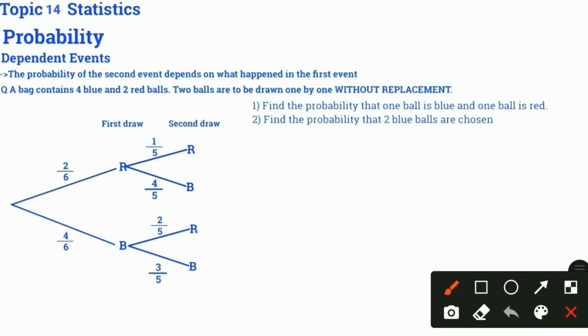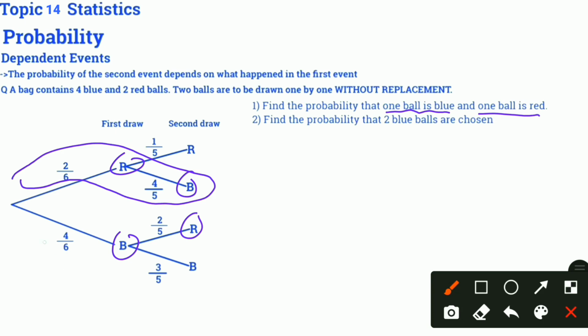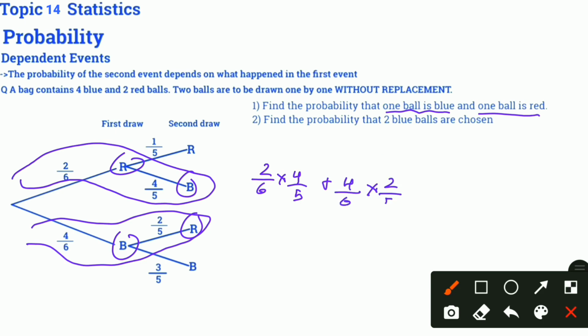The probability that one ball is blue and one ball is red. Red, blue, blue, red. The probability of getting one blue ball and one red ball is 2 upon 6 multiplied by 4 upon 5, or 4 upon 6 multiplied by 2 upon 5. Add it up, and this is the answer for part 1.